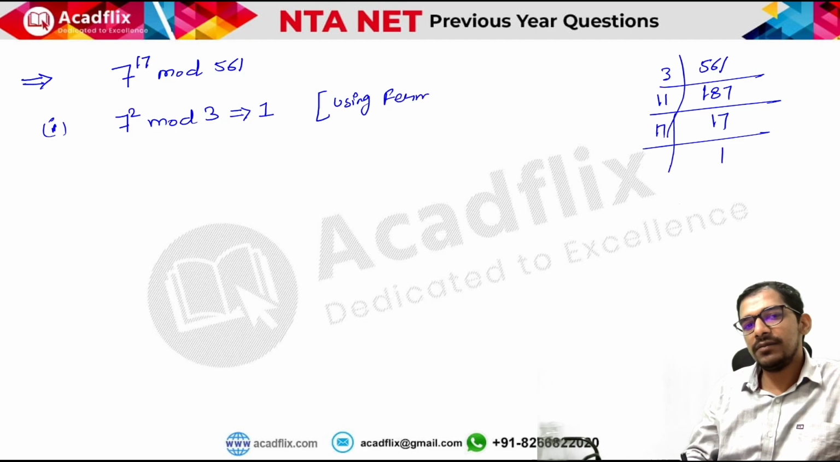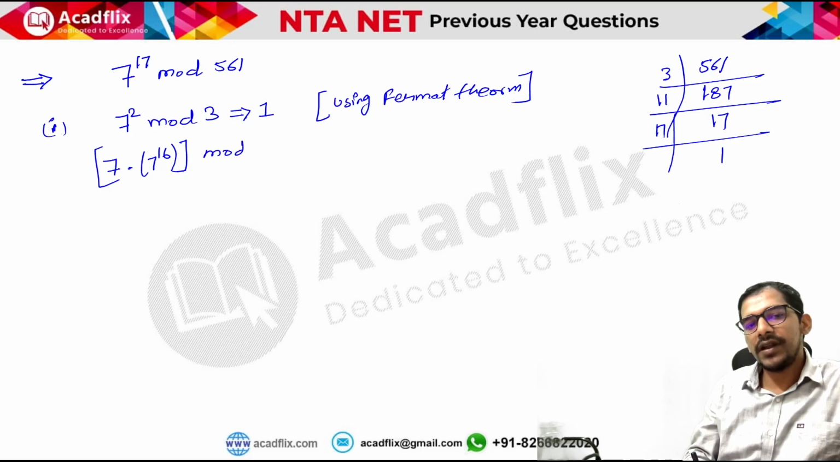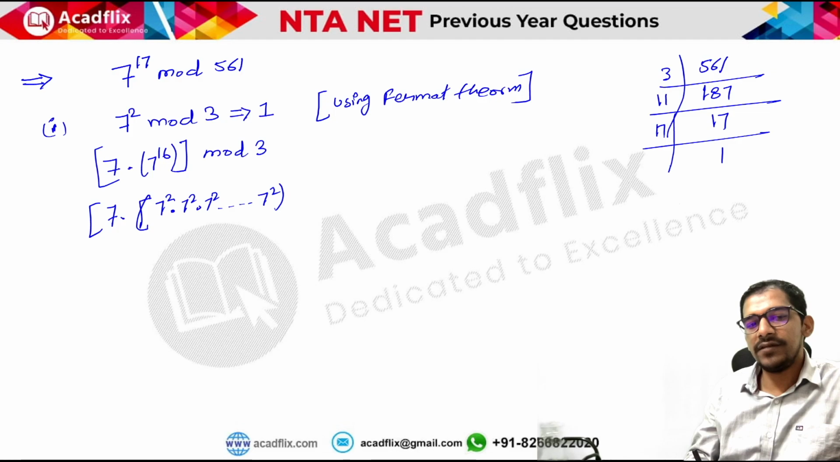And we can use the same concept to extend and find out the value of 7 to the power 17 mod 3. So 7 to the power 17 can be written as 7 into 7 to the power 16, and then mod 3, right? And 7 to the power 16 can further be divided, and it can be written as 7 to the power 2 into 7 to the power 2 into 7 to the power 2, like this, 8 times, right? 8 into 2 is 16, so this will become 7 to the power 16 if we do this 8 times, and that will be mod 3.